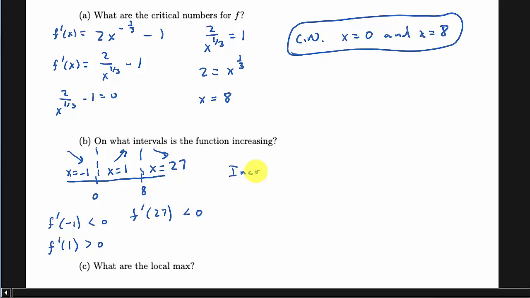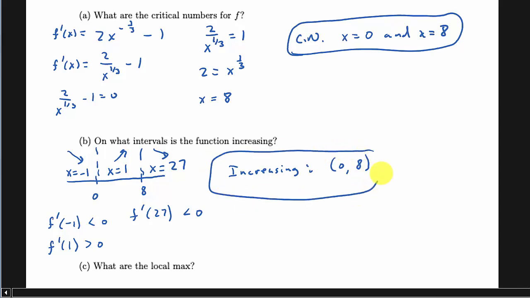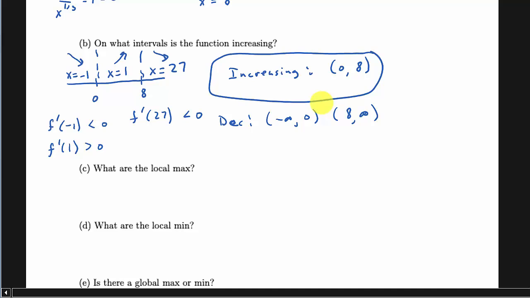So it is increasing from 0 to 8. And that's all they're asking. And if they were asking for increasing and decreasing, well, let's just write decreasing. They don't ask for it, but might as well do it. That's -infinity to 0 and 8 to infinity. That's where it would be decreasing. They didn't ask for it, but we gave it to them.